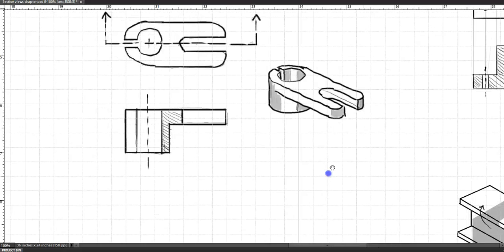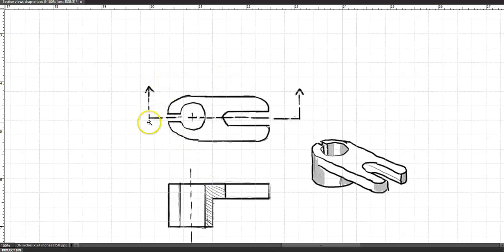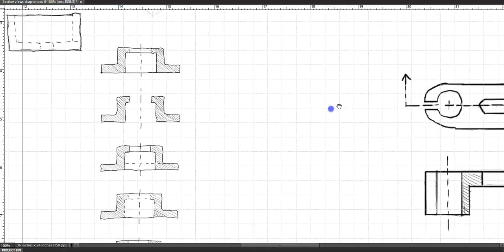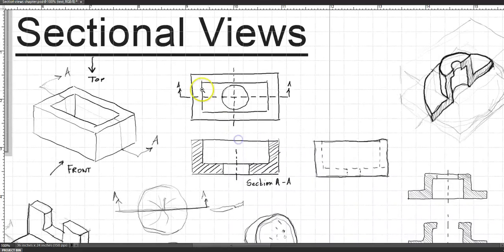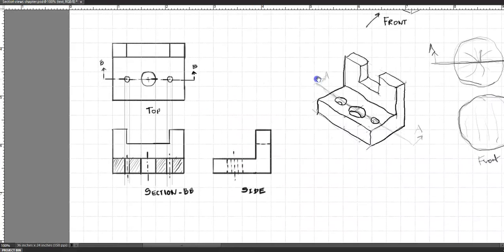Okay, so in this case, this is our cutting plane, and over here our cutting plane line is right there. In here we have our cutting plane line going like this. Now there are different types of cutting plane lines that we can have, and basically there are two cutting plane lines that are drawn in our sections.